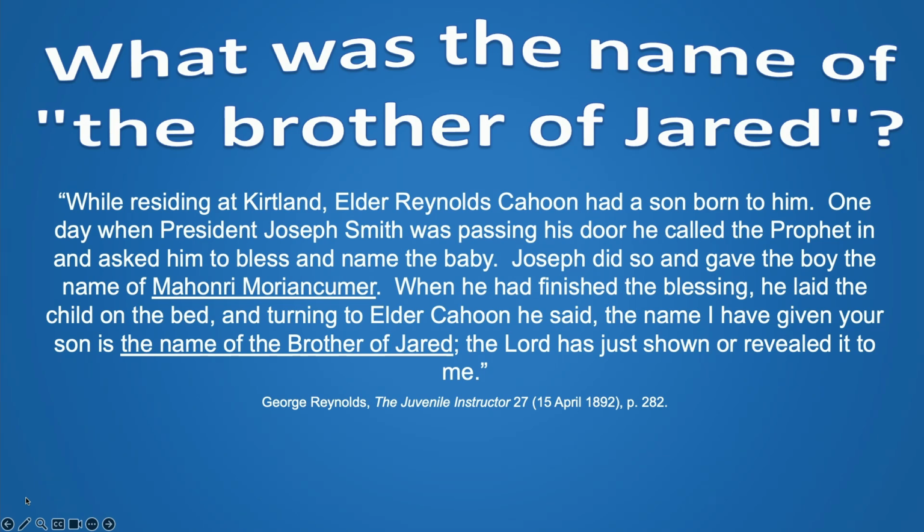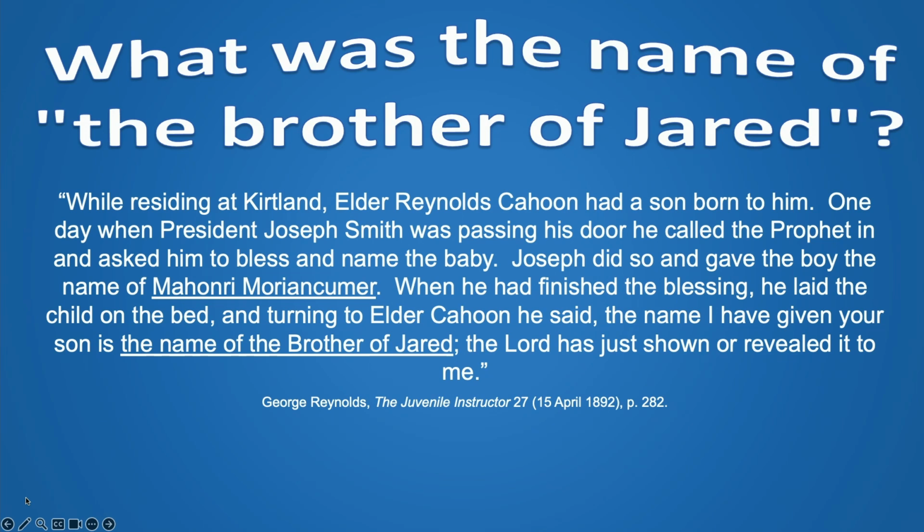Joseph did so and gave the boy the name Mahonri Moriancumer. When he had finished the blessing, he laid the child on the bed, and turning to Elder Cahoon, he said, the name I have given your son is the name of the brother of Jared. The Lord has just shown or revealed it to me.